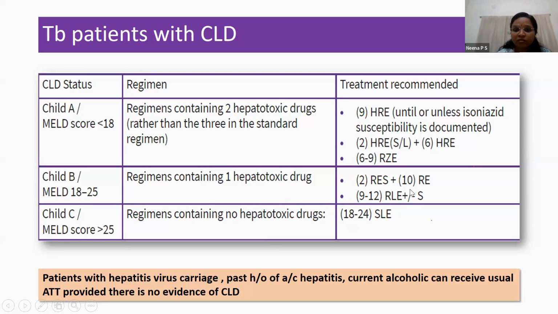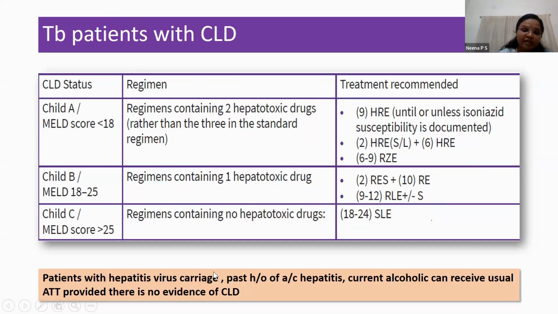In that scenario, you have 2 other regimens available. And if it's Child C, that is very severe disease, you can't give any of the hepatotoxic drugs. You can't give INH, rifampicin and pyrazinamide, and you have to give purely safer drugs. So it may be the SLE regimen, that is streptomycin, levofloxacin, and ethambutol, but you have to give a longer duration, maybe 18 to 24 months if it is Child C.